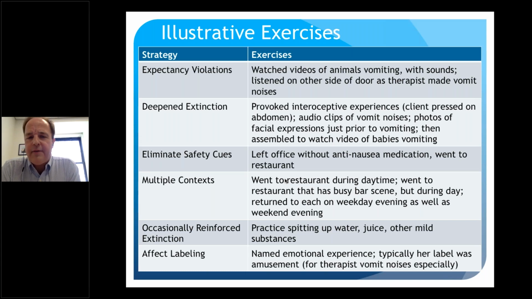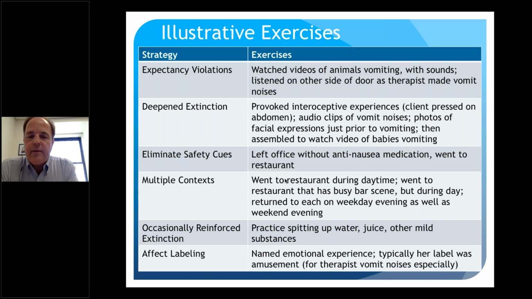We worked on eliminating safety cues. So on several occasions, she left the office without her anti-nausea medication and went to a restaurant. The way that we set the stage for this was that she would leave it on my desk. She would go out, and then we'd coordinate a time that she could return, between sessions, and she could come and pick it up from me. There are some restaurants not too far from my office where she was able to go and do this.